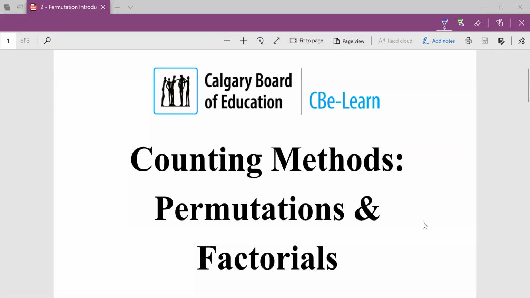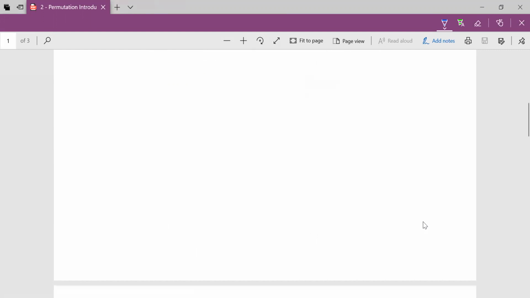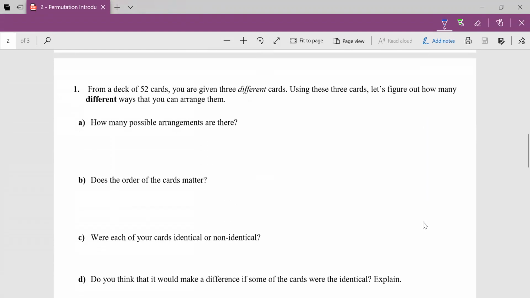Hey 30-2s. What we're going to look at in this video is we're still in counting methods. And in this lesson, what we're going to talk about is a new term called permutation and another new term called factorials. Nothing to worry about. Let's take a peek at these.